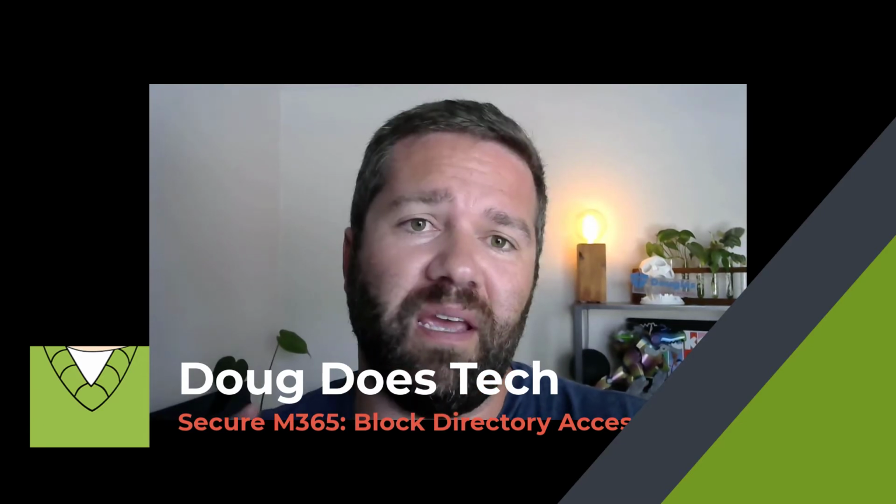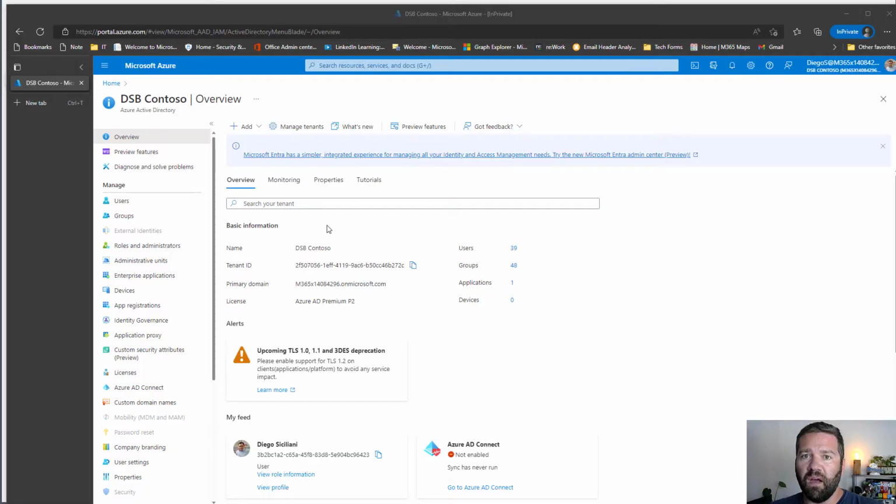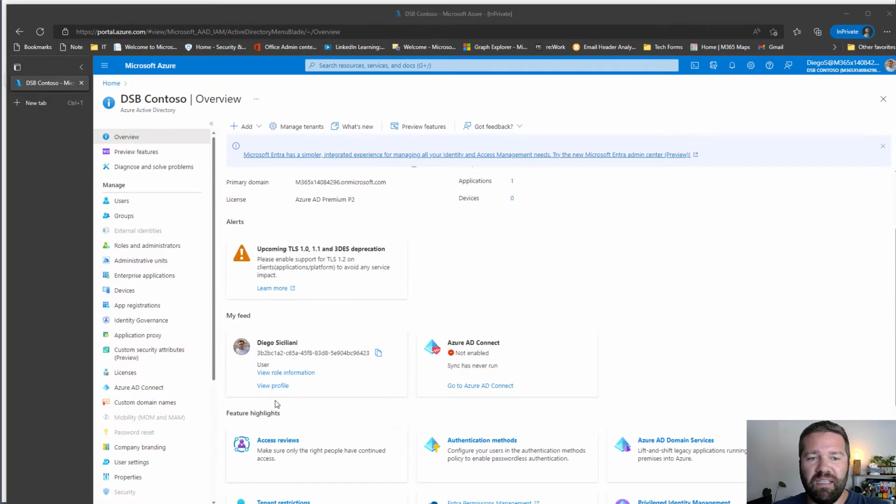So I want to show you today one quick way that you can secure access to your Azure Active Directory environment and block end users from doing just that. All right, so here we are in Azure Active Directory, and this is all of the information that a standard user can see without having admin permissions. This is the default from Microsoft.